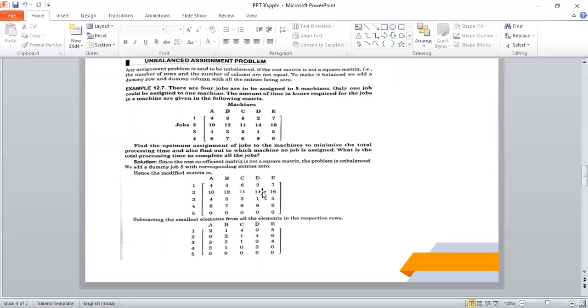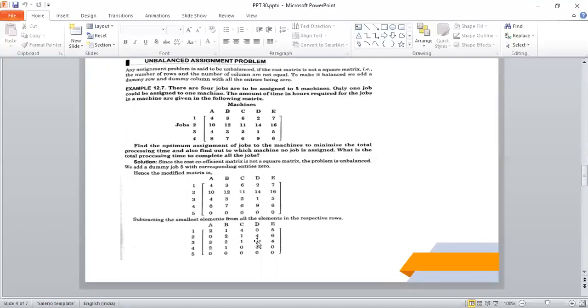Similarly, here in this row, 11 is the least cost. So 11 is deducted from each element. Actually, the minimum value is 10. Minimum value is 10. So 10 is deducted from each element. So 10 minus 10 is equal to 0. 12 minus 10 is equal to 2. 11 minus 10 is equal to 1.